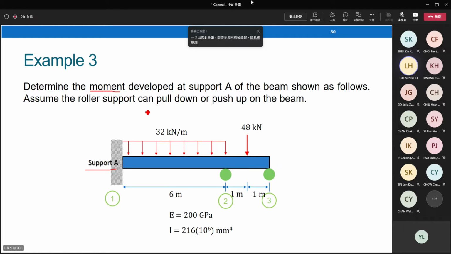We have one fixed end on the left-hand side. We have two roller supports, one here, one on the right side. The first span of the beam is under UDL. The value is 32 kilonewton per meter. On the second span, there is a concentrated force acting at the middle of the second span. The value is 48 kilonewton. Okay, so we also give you E and I. You know E, you know I, you know EI. So you can find out the numerical value exactly. There is no symbol in the answer.